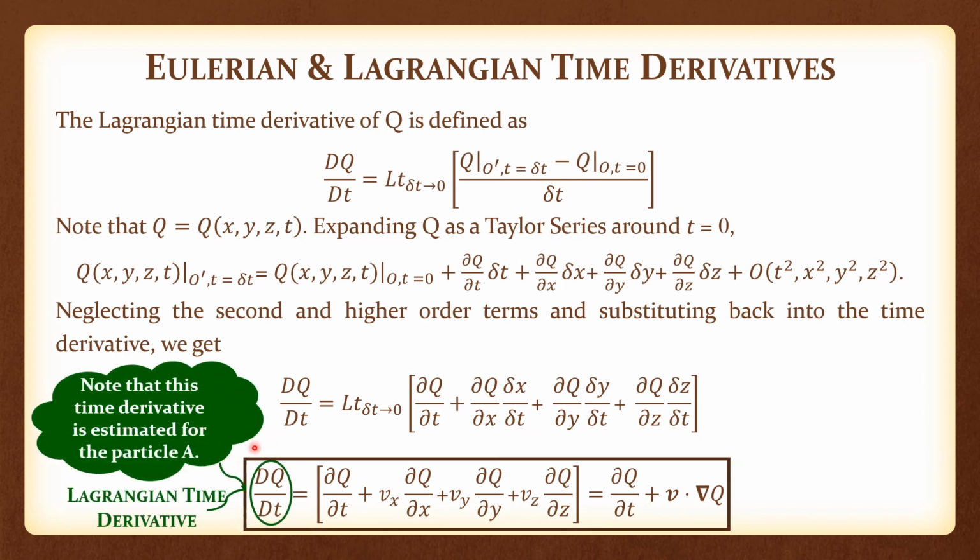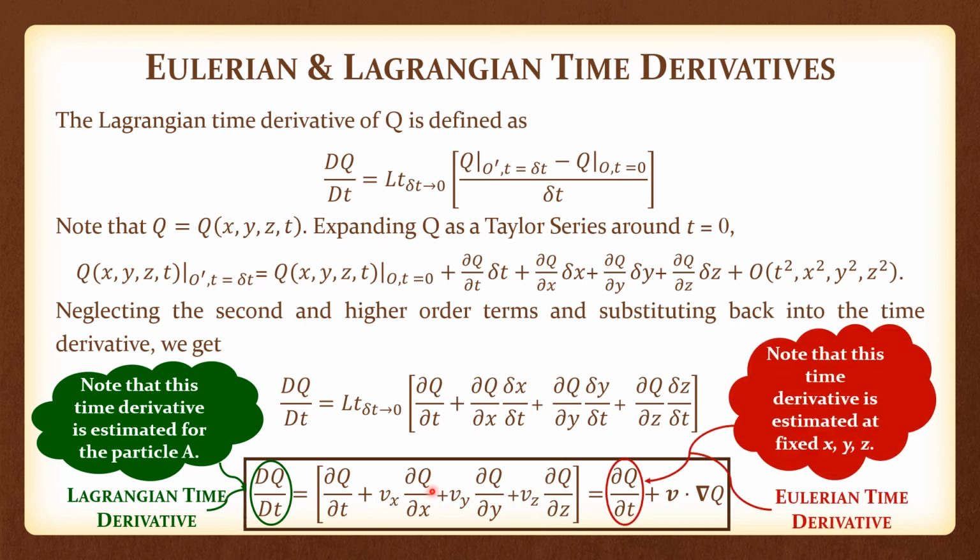So the left hand side, this time derivative, is estimated for particle A, that is your Lagrangian time derivative, and the right hand side partial derivative is estimated at a fixed point x, y, z, and that is your Eulerian time derivative.